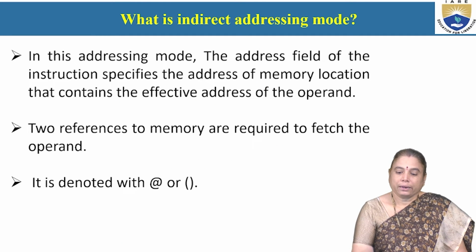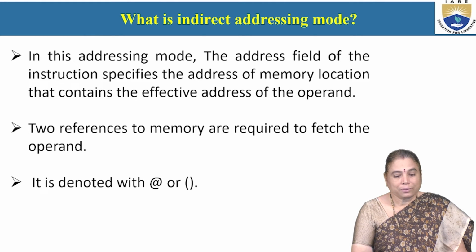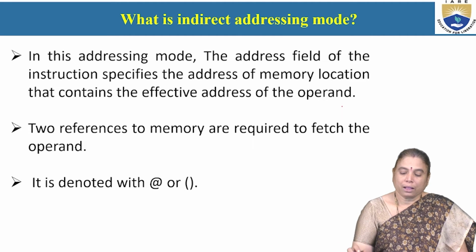What is indirect addressing mode? In this addressing mode, the address field of the instruction specifies the address of the memory location that consists of the effective address of the operand.